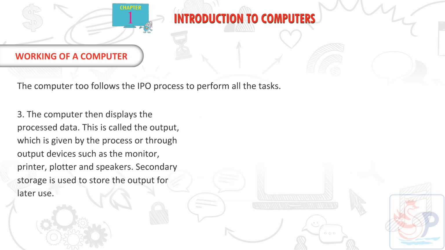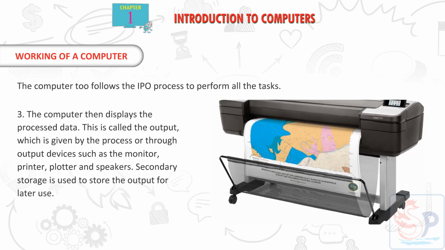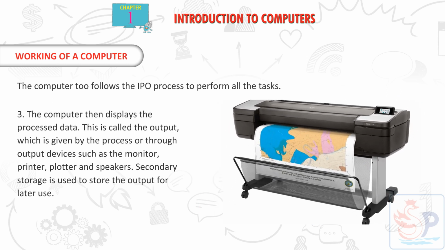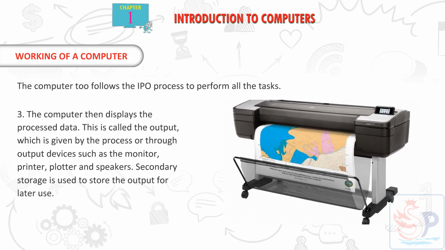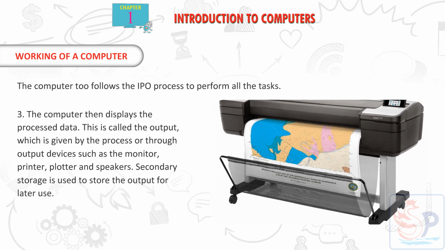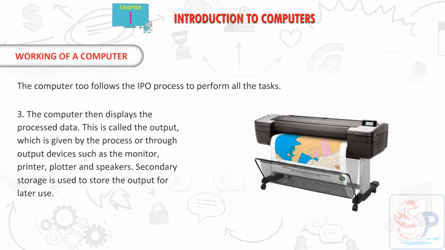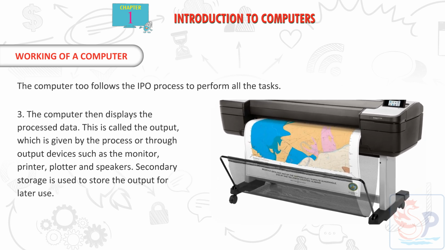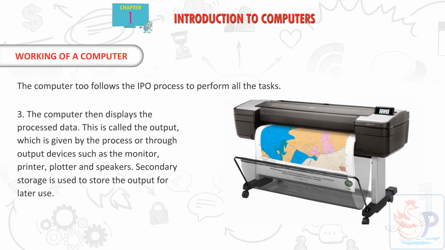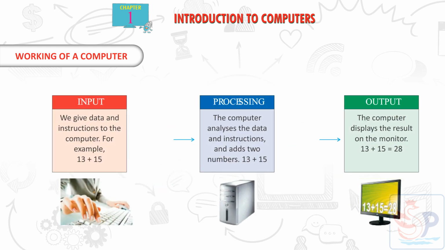3. The computer then displays the processed data. This is called the output, which is given by the processor through output devices such as the monitor, printer, plotter and speakers. Secondary storage is used to store the output for later use.